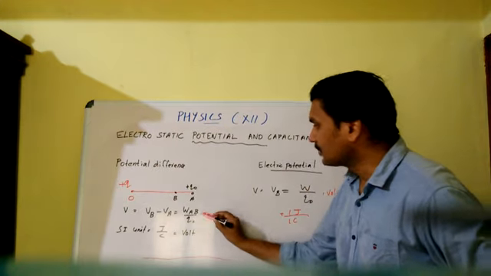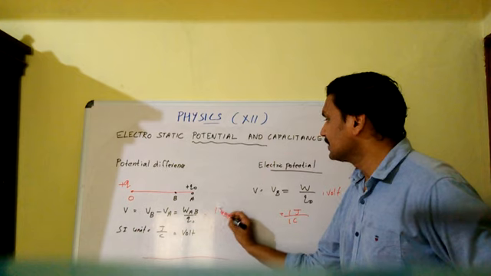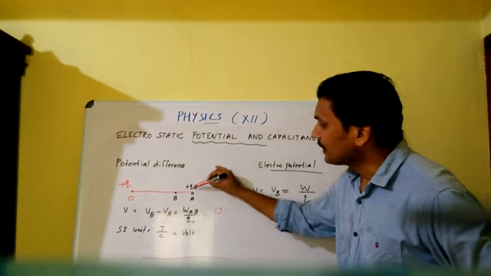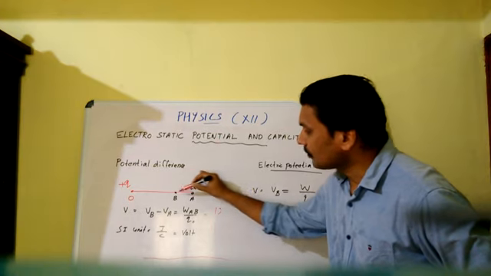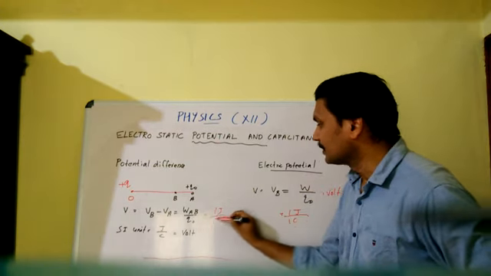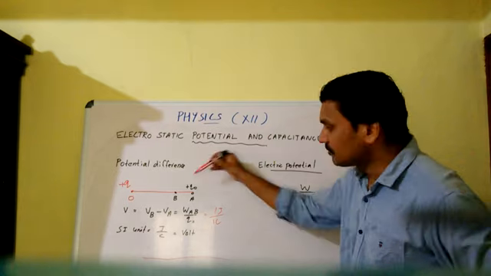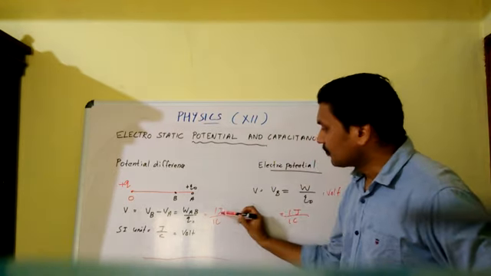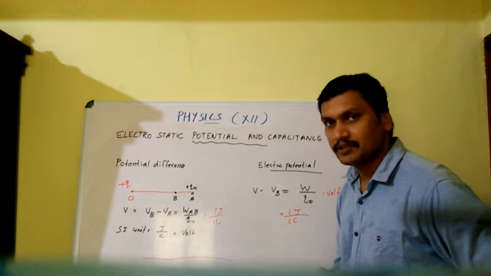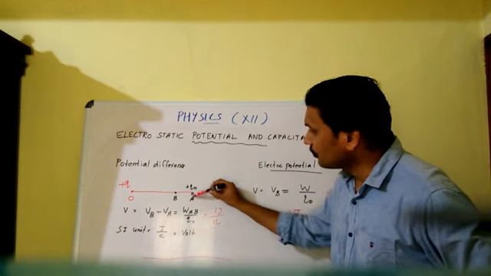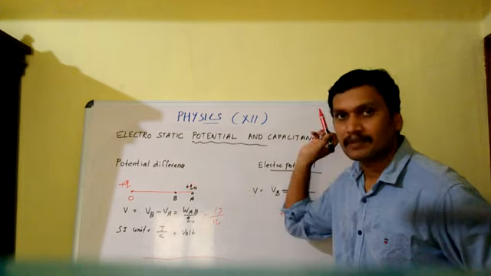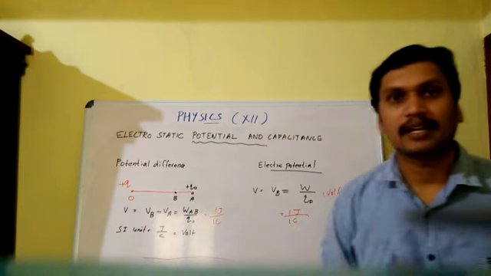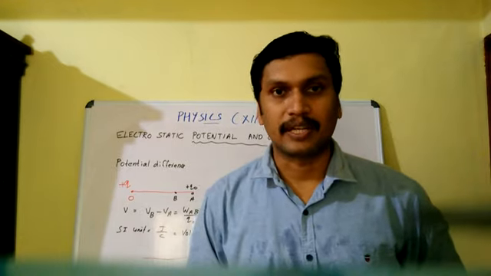Similarly, the potential difference between two points is said to be 1 volt if 1 joule of work is required to move 1 coulomb of charge from A to B. That's the potential difference between the two points. Hope you understand the concept of electrostatic potential.